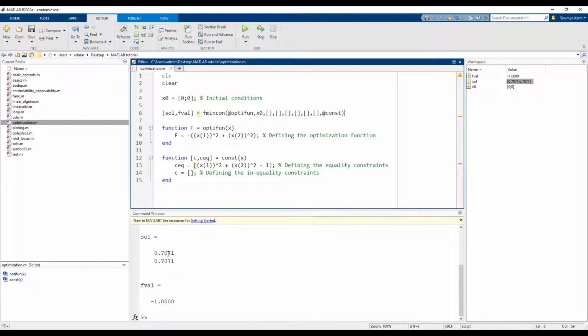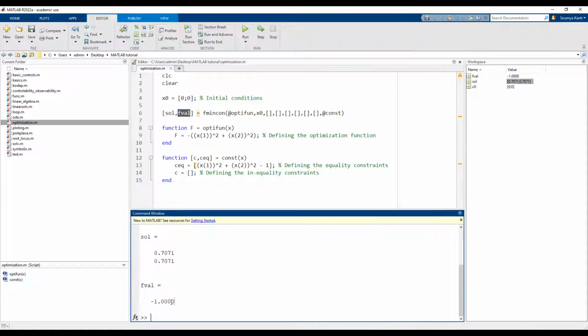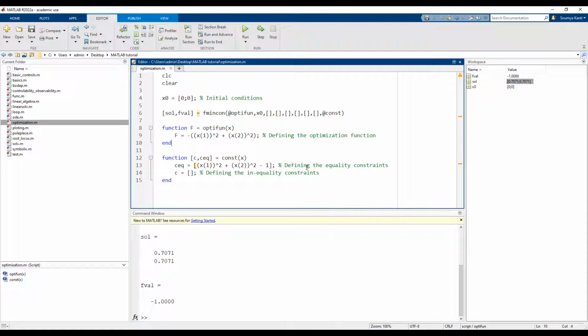This is exactly 1 by root 2 and 1 by root 2, and fval gives you the value of the optimized function. This is -1, because we converted it to a minimization problem. You can see that in a circle, where x square plus y square is maximum is exactly at y equals x. That's why it is 1 by square root of 2, 1 by square root of 2, and the value is 1. This is how you solve optimization problems in MATLAB.